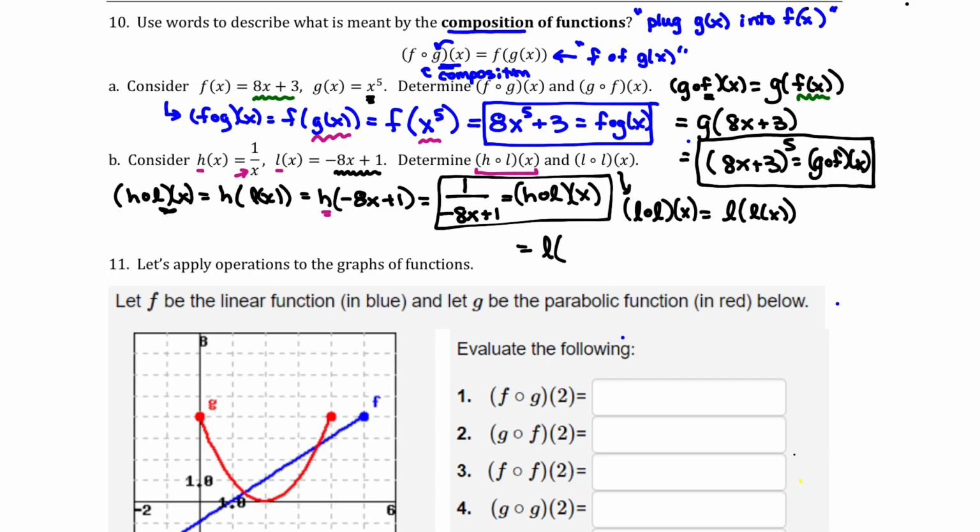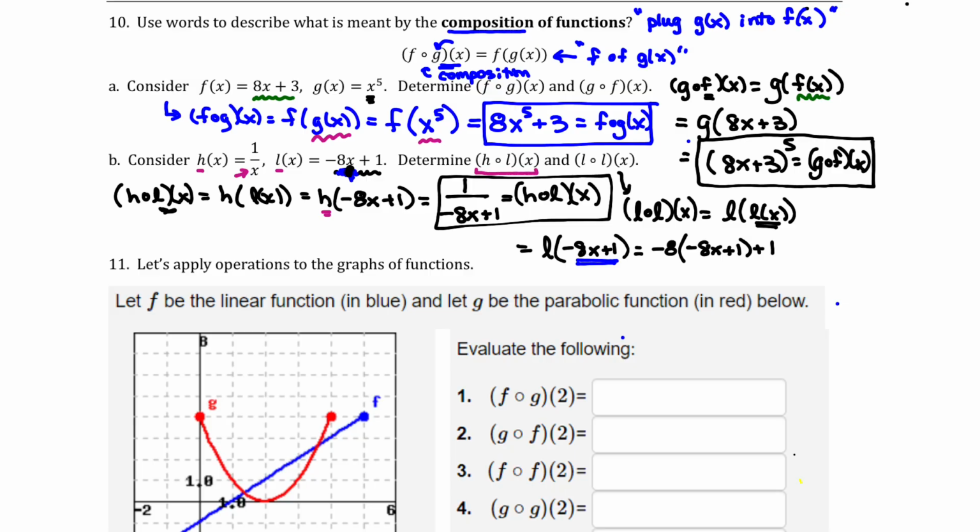So we're plugging L into L. What is L? L is negative 8x plus 1. And we are substituting this into the function right here. When you substitute it in, you put it in place of x, right? So that becomes negative 8 times, and this is where we're plugging it, negative 8x plus 1, plus 1.